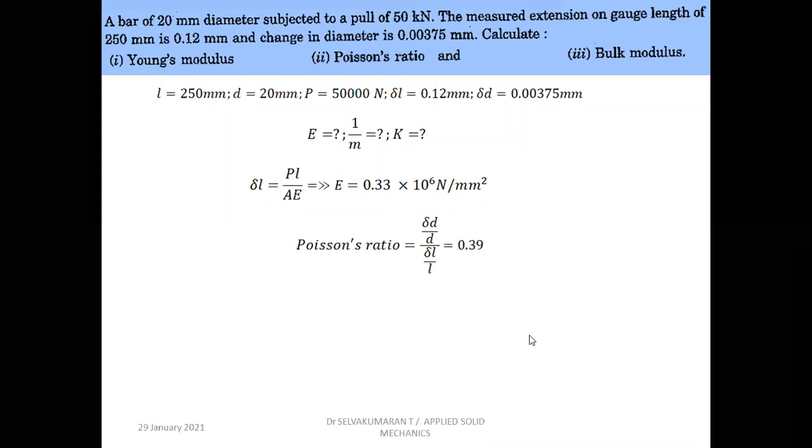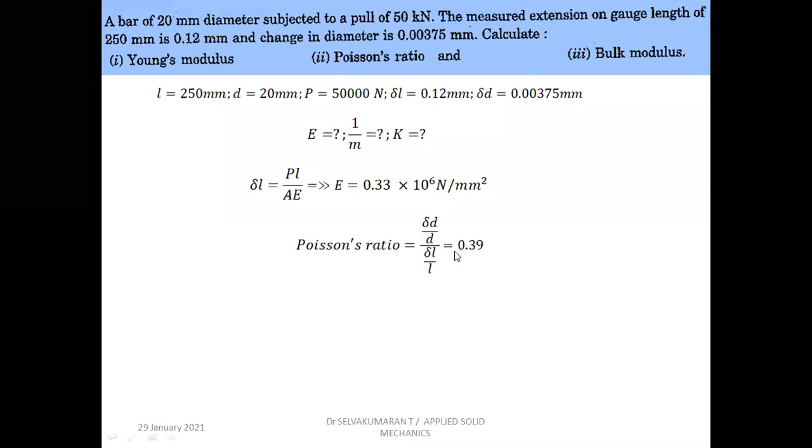Now Poisson's ratio is lateral strain divided by linear strain, that is delta D by D divided by delta L by L. So delta D, D, delta L, L are available, so that you can get Poisson's ratio to be 0.39.